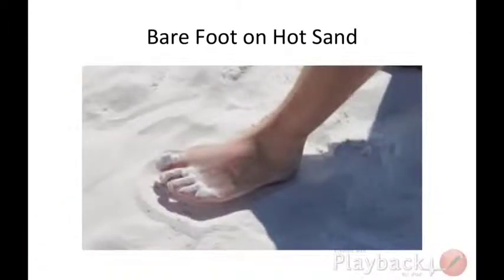Here's our first example. It's a barefoot on hot sand. So let's go ahead and pretend that our hot sand is 100 degrees Celsius and that our foot is not that hot. Let's pretend that the foot is, let's say, 45 degrees Celsius. Okay, so we have a situation where the higher temperature is the sand and the lower temperature is the foot. Heat flows from high temperature to low temperature, so our heat is going to flow from the sand into the foot.